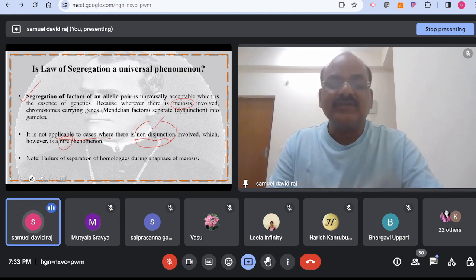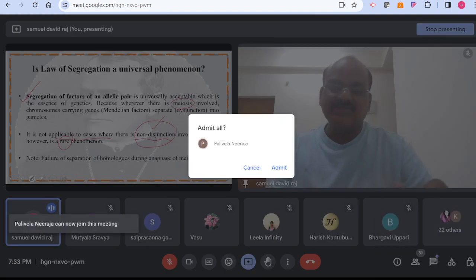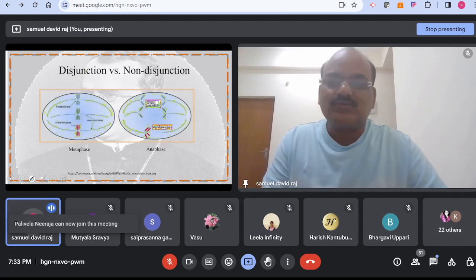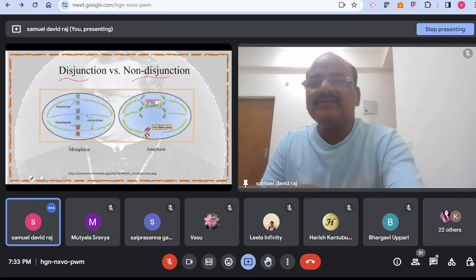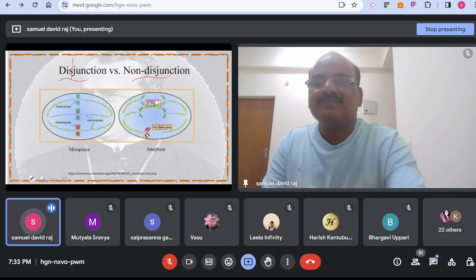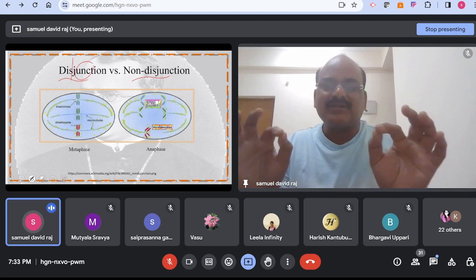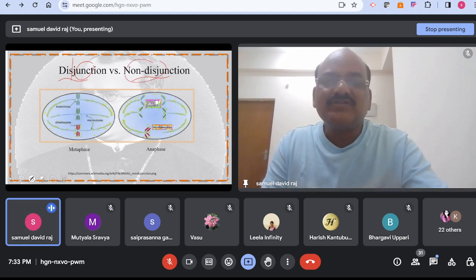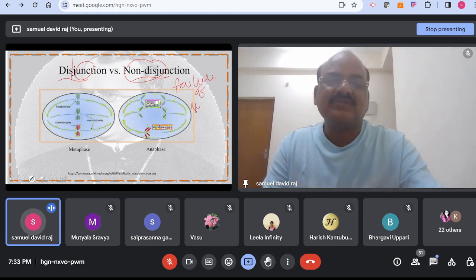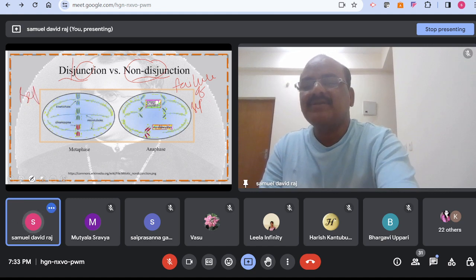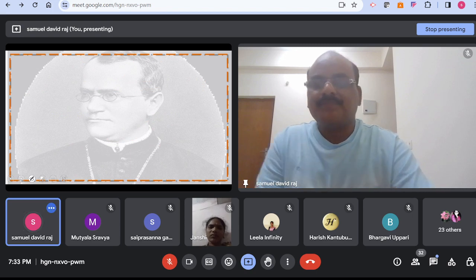Okay, let us see what actually non-disjunction is, by which we are saying that the law of segregation is not applicable and segregation is not possible. So, what happens actually? There are two phenomena: disjunction and non-disjunction. Dis means separation. Junction means where the chromatids are joined together, and they are said to be separated. Then what is non-disjunction? Failure of separation is called non-disjunction. Separation is called disjunction. So let me explain this way.